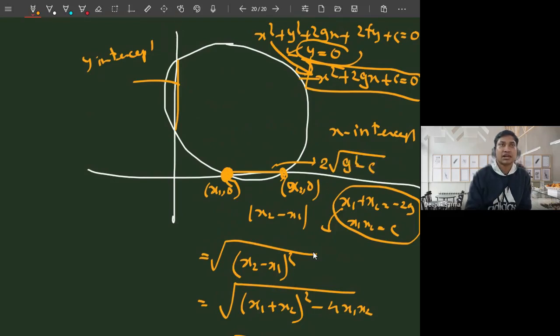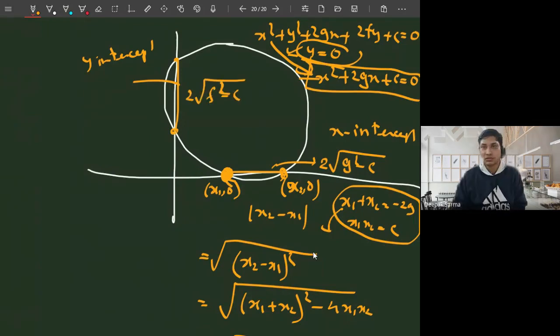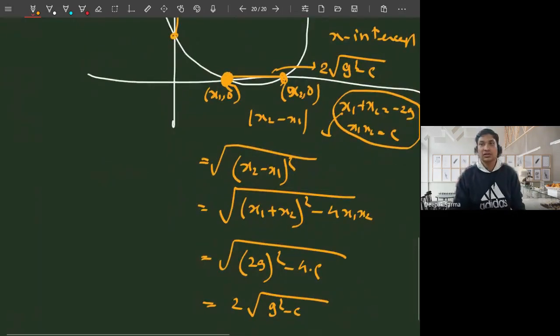Similarly, for the y-intercept, these two points have x coordinate 0, isn't it? So if you put x equal to 0, you will get a quadratic equation. From this, you get 2 times root over f square minus c. You try yourself, you solve it, you should get this expression.